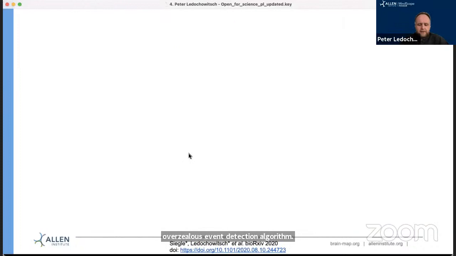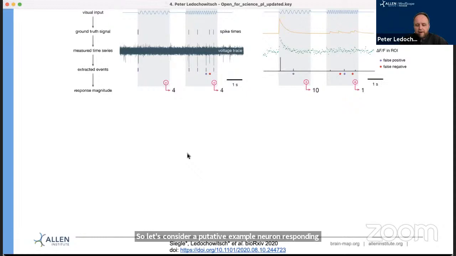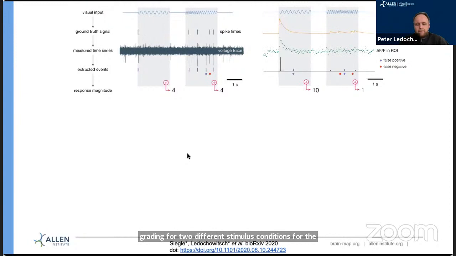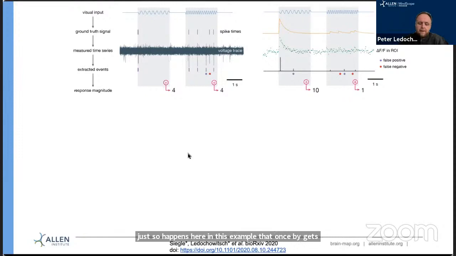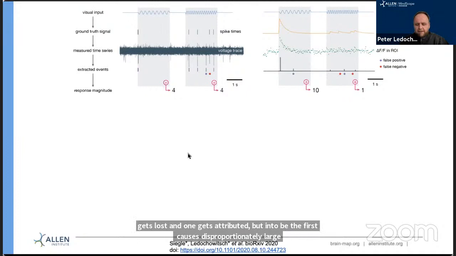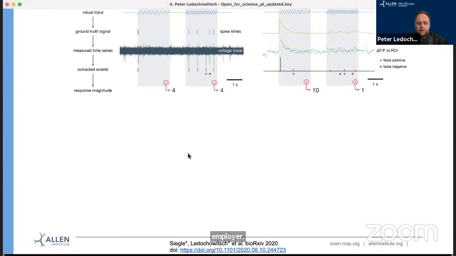So let's consider a putative example neuron responding with four spikes each to the presentation of a drifting grating for two different stimulus conditions. For the first condition, the response is a burst of four spikes. For the second, the spikes are more spread out. The response magnitudes for ephys for each condition is four. It just so happens here in this example that one spike gets lost and one gets misattributed. But in 2P, the burst causes a disproportionately large amplitude event, while the isolated spikes lead to event amplitudes easily lost in the noise. And so what gets detected adds up to a much smaller integrated event magnitude for the trial.